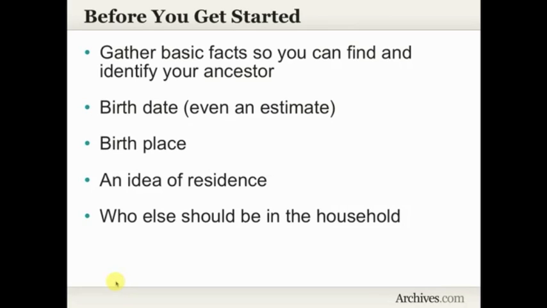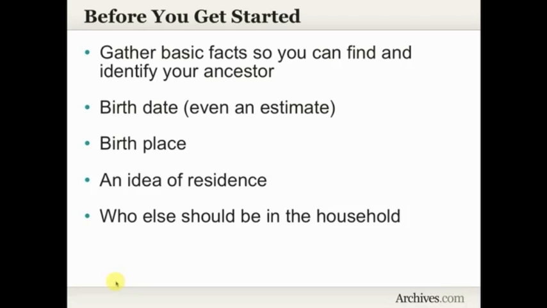Before you get started, it's so tempting to just jump right in and start plugging in names, but to have better success in finding your ancestors in the census, there are some things that you should do first. The first thing, gather basic facts so that you can better find and identify your ancestor. Well, what do I mean by basic facts? Well, have at least an estimate of when that ancestor was born. If you know that they were born around 1900, were they born around 1875? You know, there's a big difference between somebody born in 1875 and somebody born in 1900. So if you have an estimate of their birth date, that's going to help you better locate the person that you're really looking for.